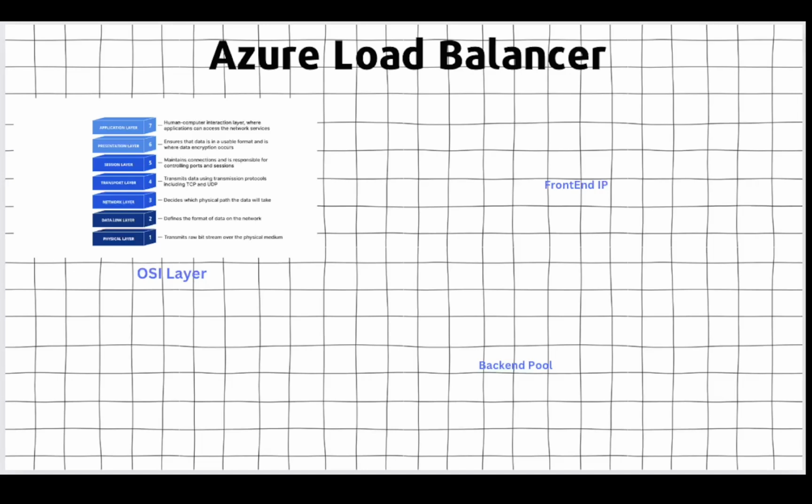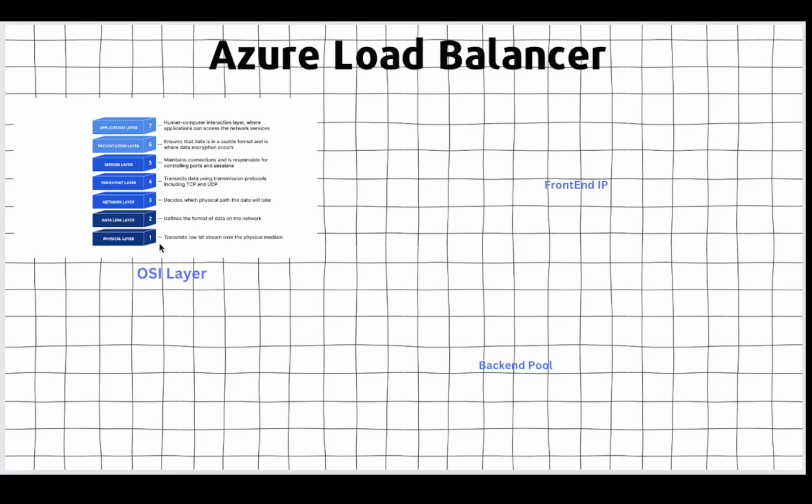As you can see in the image, the first layer is the physical layer. Second is the data link layer. Third is the network layer. Fourth is the transport layer. The fifth layer is the session layer, the sixth layer is the presentation layer, and the seventh layer is the application layer.